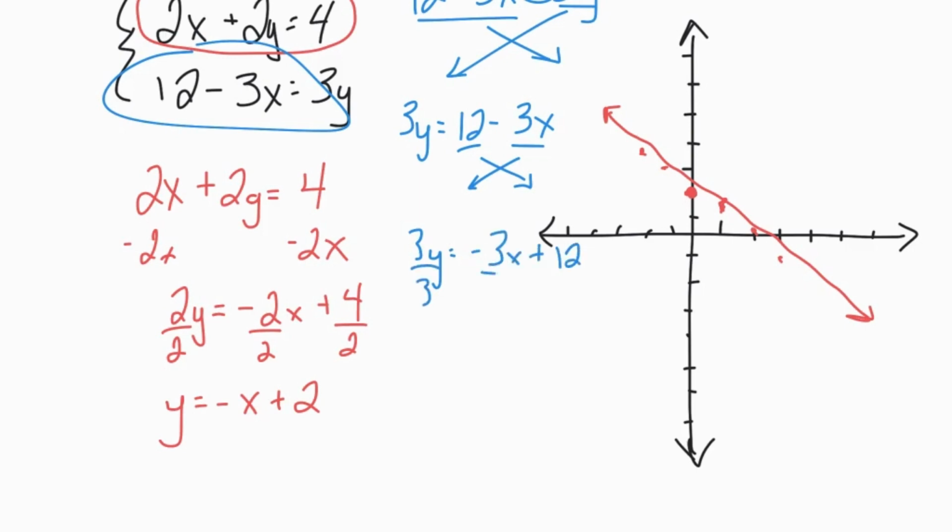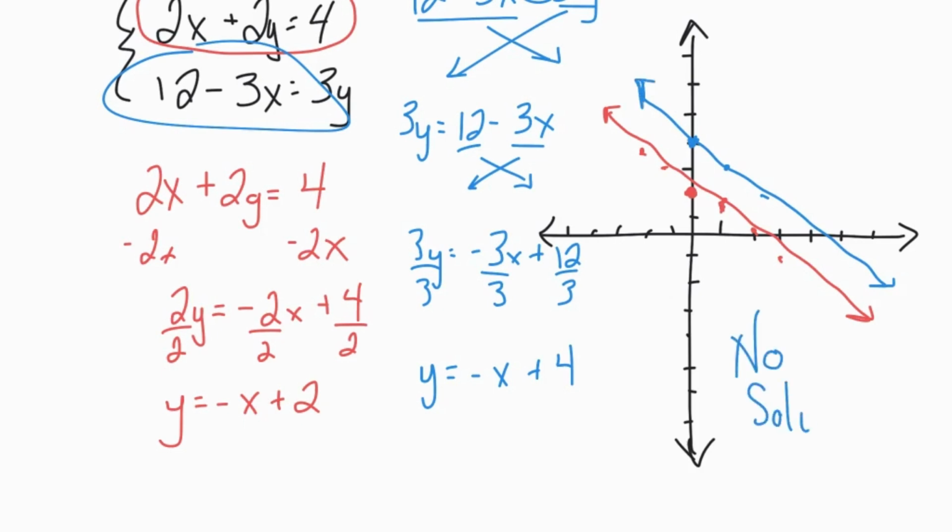Now I can divide everything by 3, and I get y is equal to -x plus 4. So that means that I start at 4, and I go slope again, down 1, right 1, down 1, right 1. And if you take a look, these are going to be no solution again, because they are parallel.